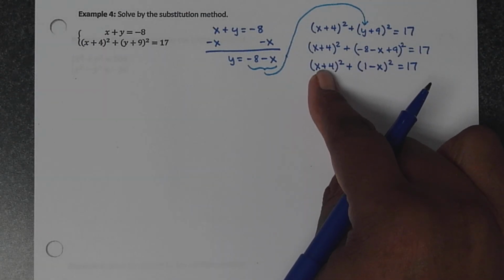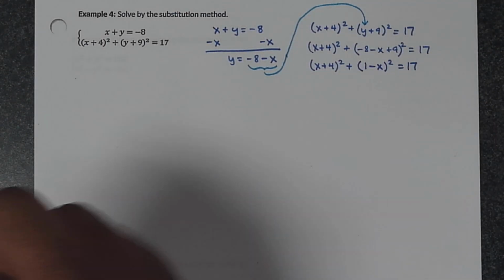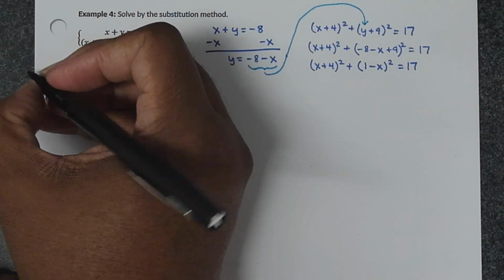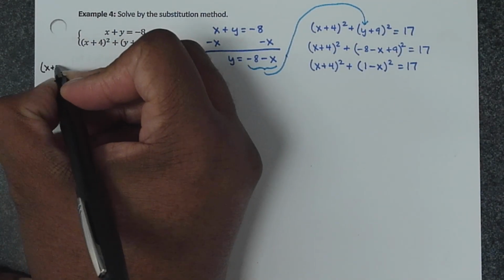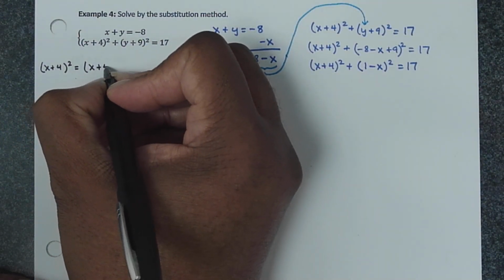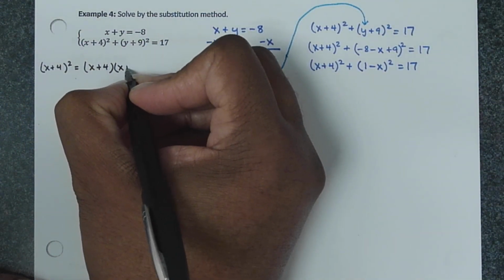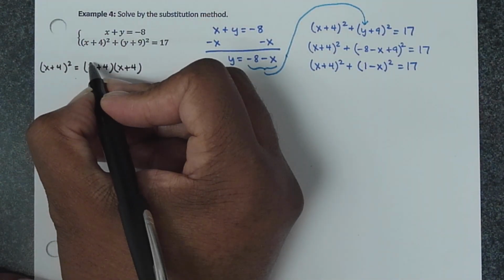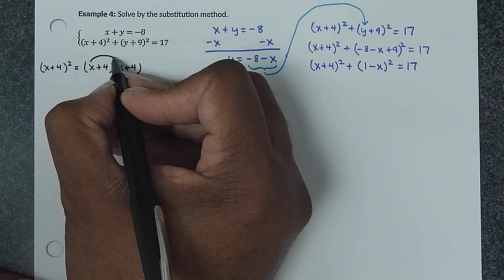For this, I'm going to have to use the FOIL method, and for this one, I also have to use the FOIL method. So if I do the x plus 4 quantity squared off to the side, I know that's going to break up as x plus 4 times x plus 4, and then I can use the FOIL method, since x plus 4 is used as a factor twice.